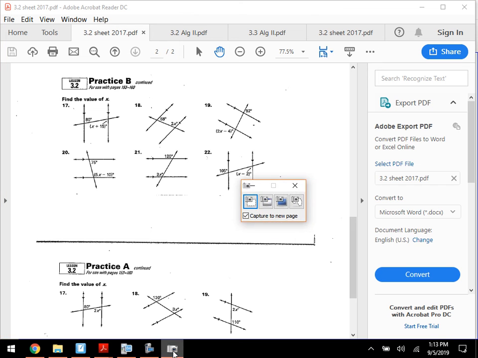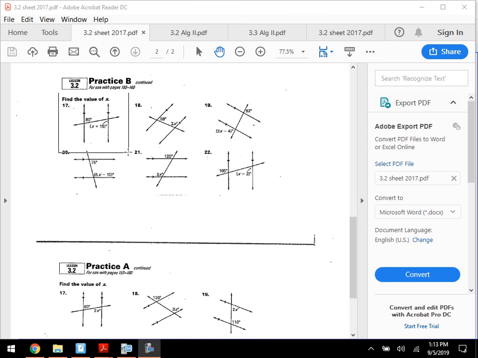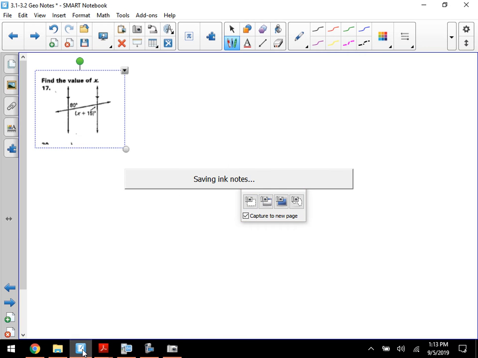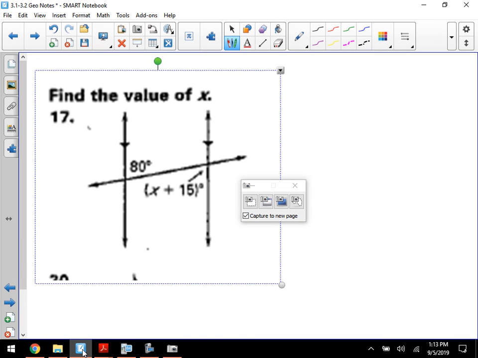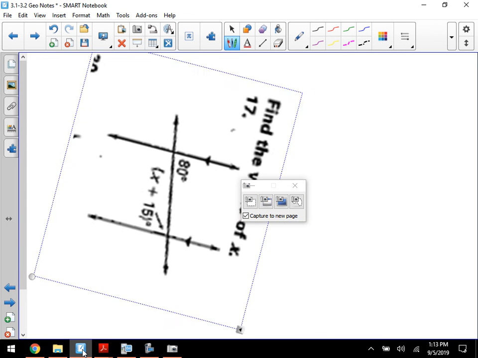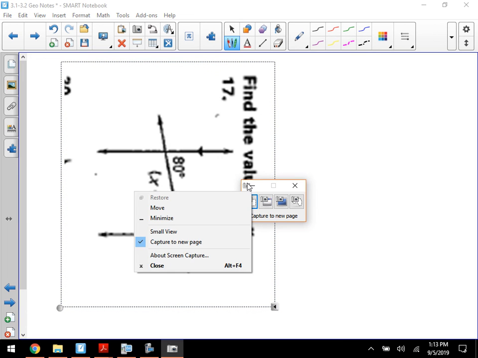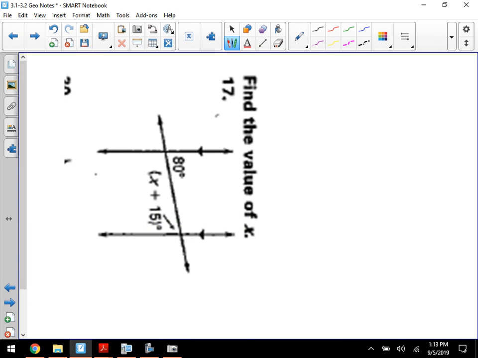If I look at 17, all I'm going to do to start this problem is spin it. I'm just going to turn my page. As soon as I turn my page, now it looks like what we've been practicing with the lines going left to right. Once those lines go left to right, then I can just mark it because it's quicker.